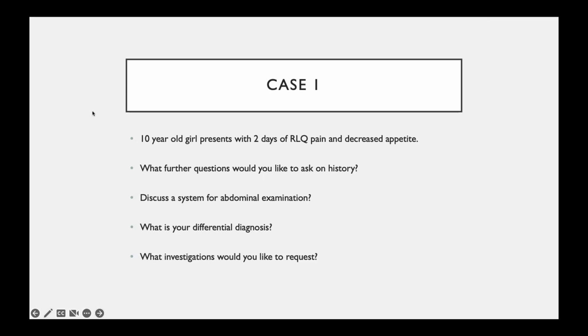You would probably also want to know if she's had any recent infections, in case you're thinking of something like mesenteric adenitis. Good. And what kind of infections are mostly the preceding infections to mesenteric adenitis? Mostly viral ones. Yeah, exactly. That's a very, very important part of the history. Any other questions?